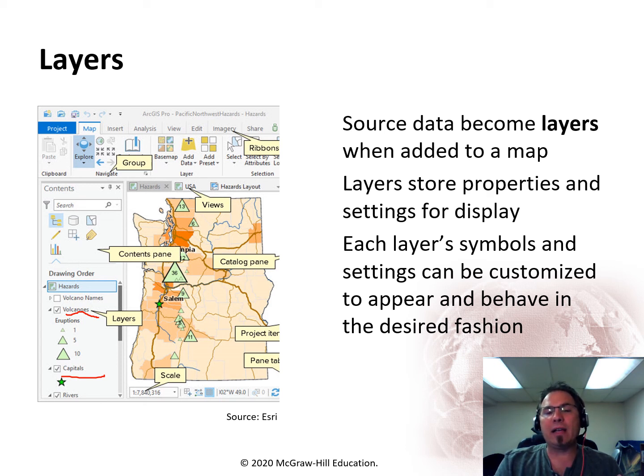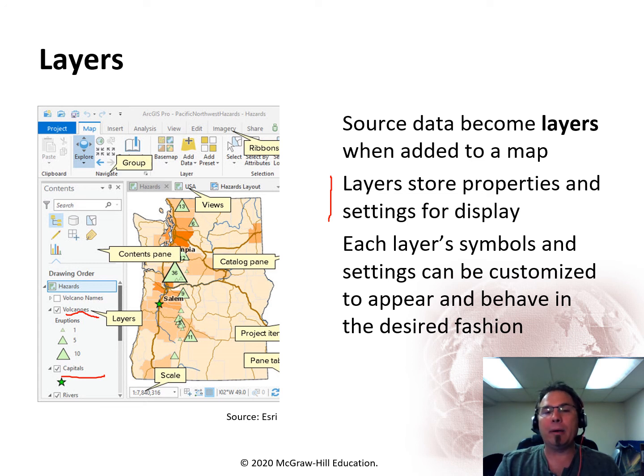Now, one of the things that trips up new users is layers are stored as properties and settings for display. So the data is not actually on your map. It's being linked to your map. Your data is sitting somewhere on a hard drive and it's being accessed via the map, although the data hasn't moved. So if I remove volcanoes from my map, I am not deleting the data. I'm just taking that data off my map.